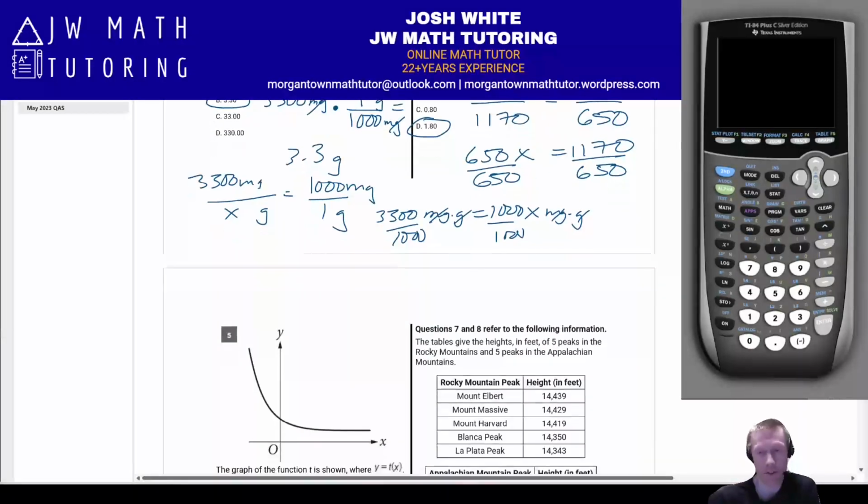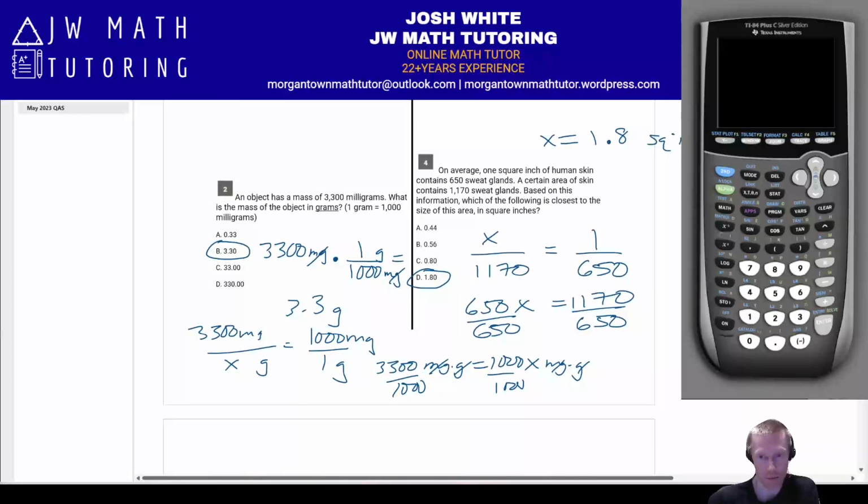Now, just want to also point out on this problem, you could also technically do this one by back solving, meaning that you could take 650, you could multiply it by the area, which is all of the answer choices here, and then you could see, okay, which one of these values gives you 1170.